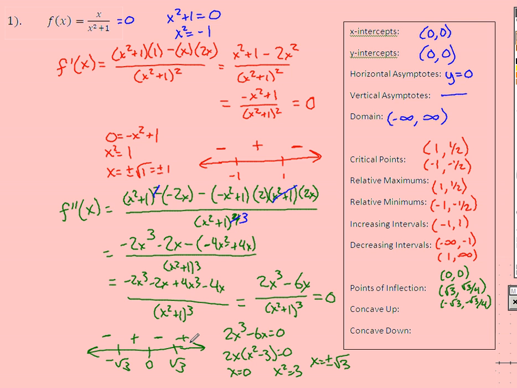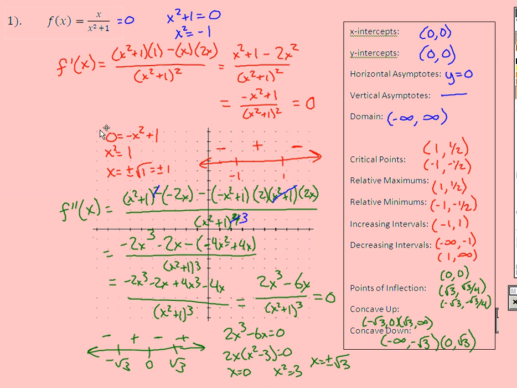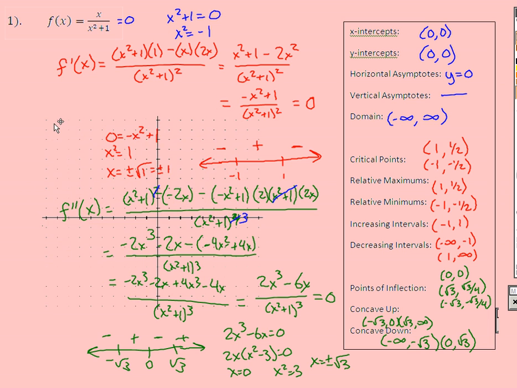So that means it's concave up where it's positive. Negative root 3 to 0, and root 3 to infinity. Whereas it's concave down where it's negative. So negative infinity to negative root 3, and from 0 to positive root 3. So that means there's only one thing left to do. You now have all your information, so now it's time to see if you can plot your graph.